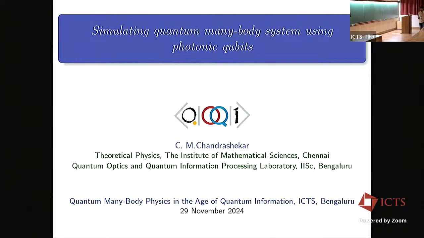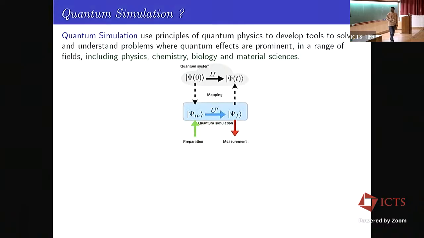Okay. So thank you very much for the invitation. The title of the talk says many-body system using photonic qubits. So for me here, many-body would be 1, 2, and many. I'll not be talking more than 3 or 6 qubits, but at least it sets a ground for the way you can use qubits to realize many-body system.